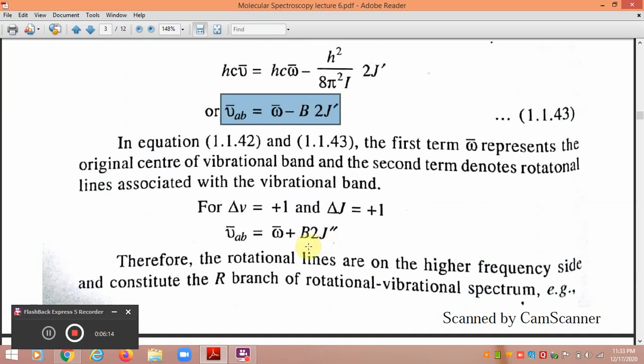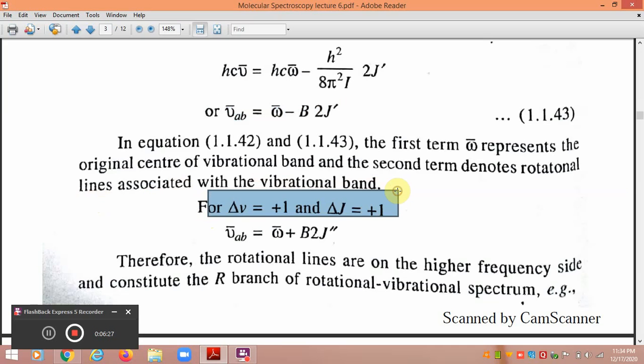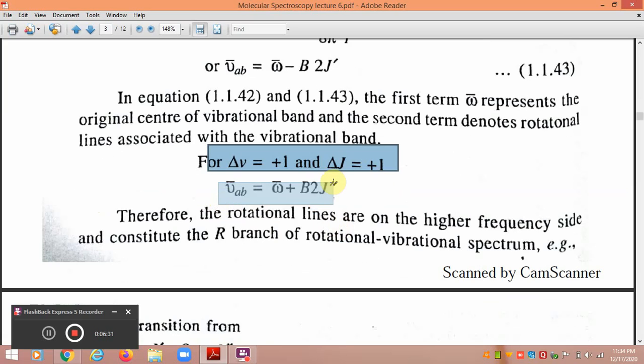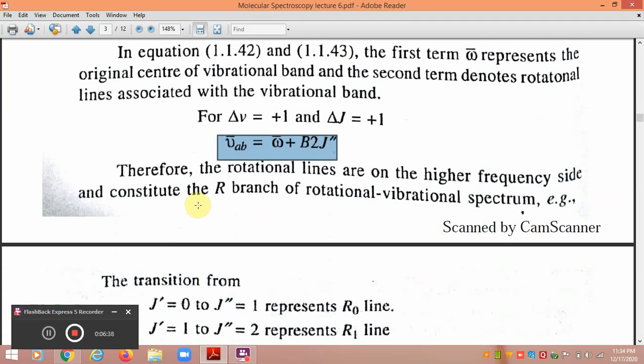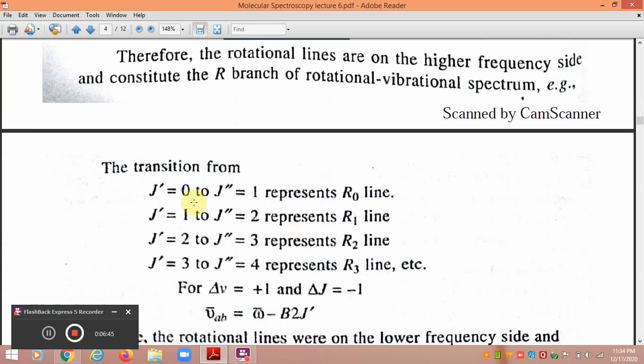So finally, in this case, the first term omega bar represents the original center of the vibrational band, and the second term indicates the rotational lines associated with the vibrational band. So for delta V equal to plus 1 and delta G equal to plus 1, we got this frequency, and therefore the rotational lines are on the higher side of the frequency and they constitute the lines called the R branch lines. So this is the frequency for R branch lines, and we will consider different transitions.